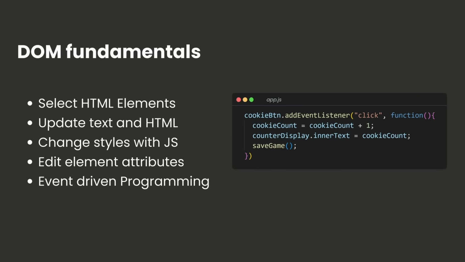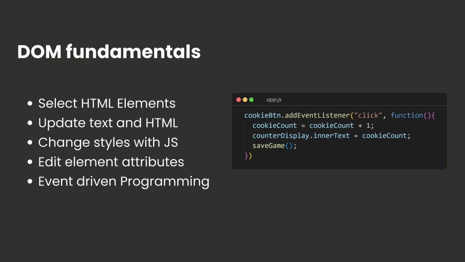After that, we'll dive into one of the most important topics, event-driven programming. Think of everything the user does on the page as an event. For example, clicking on a button, submitting a form, hovering over an image with the mouse. In JavaScript, we can create event listeners, which allow us to say, when this event happens, run this block of code. For example, when the user clicks on a cookie in a game, we can run the code to increase the score and update the counter.